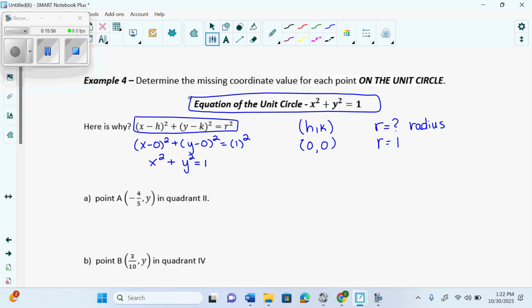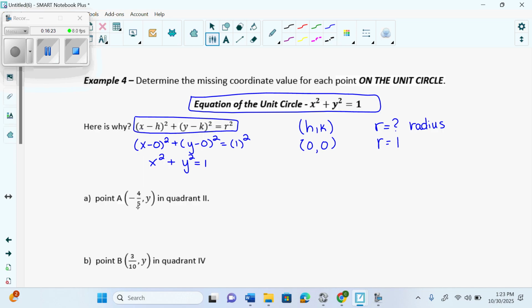So in order to land on the unit circle, you have to be able to square the x plus square the y, and it results in a 1, a radius of 1. Because the whole circle, when I attach all those coordinates around, makes a circle with a radius of 1 the entire way through. Okay? So, this one here says, determine the missing coordinate value for each point on the unit circle.